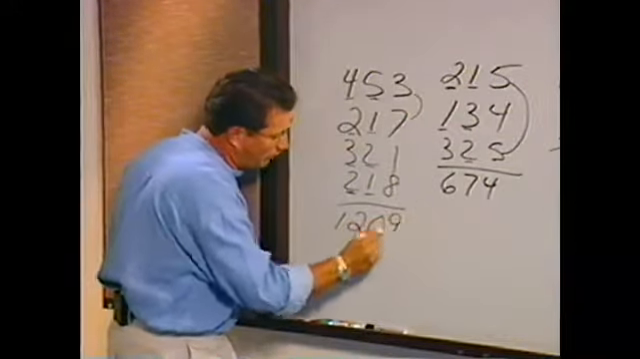The answer is 1,209. So now, go back through the workbook and review addition and subtraction. Make sure you understand them and are really confident, because coming up next, multiplication.